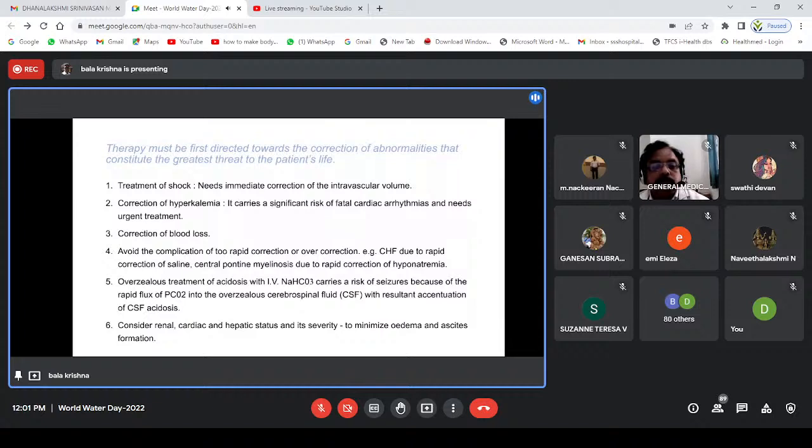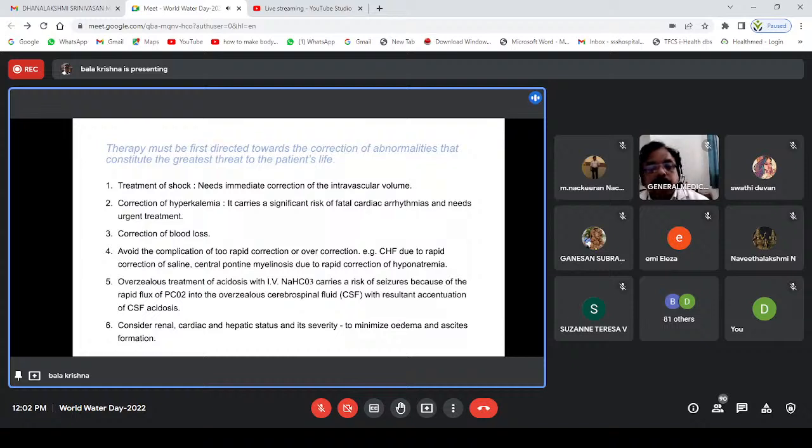Overzealous correction of acidosis with bicarbonate carries a risk of seizures, because of the rapid influx of PCO2 into the cerebrospinal fluid in a case of acidosis. So a direct bolus of bicarbonate is not indicated. To reach the desired bicarbonate concentration, we should always use bicarbonate in 5% dextrose, and the first 50% of the deficit should be corrected over 4 hours, with gradual replacement of bicarbonate.